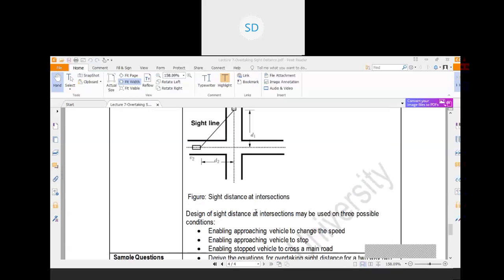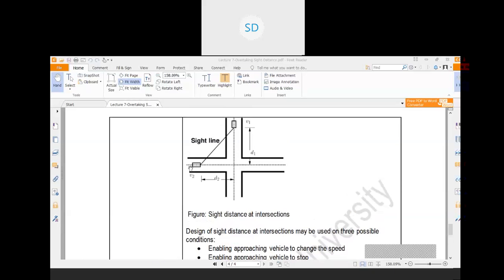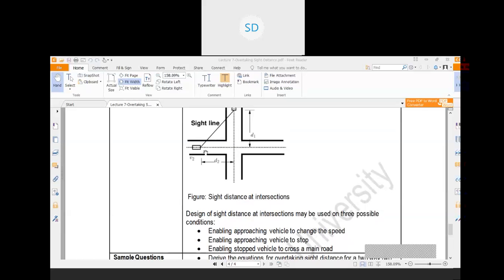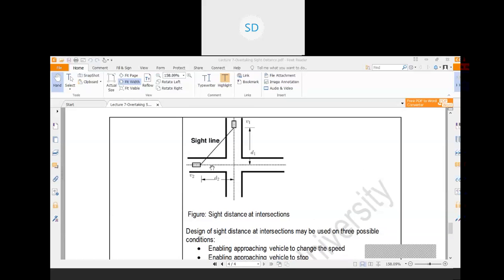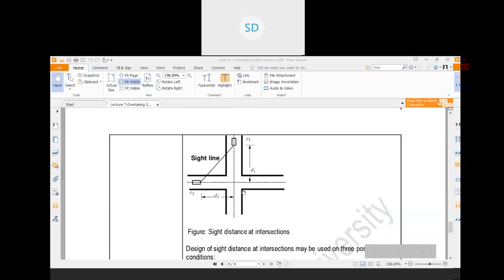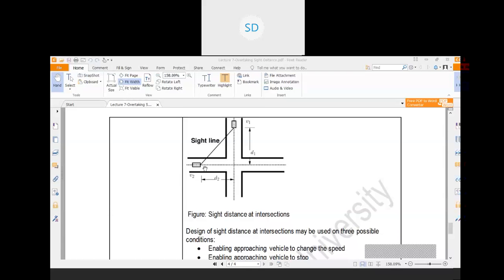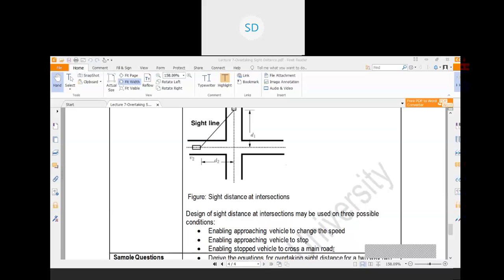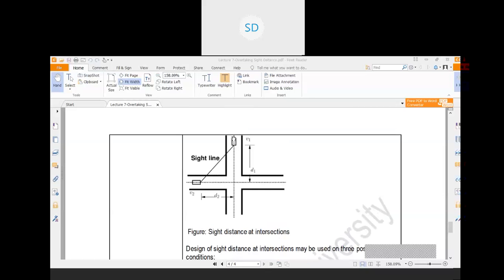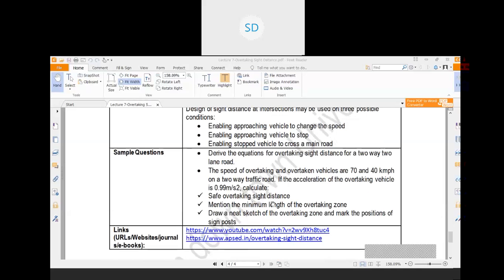Now, the sight distance at the intersection is designed under three possible conditions. The first condition is enabling the approaching vehicle to change speed. Whenever you provide adequate sight distance, it enables the approaching vehicle to change speed, which is required because another vehicle may be approaching. Second, enabling the approaching vehicle to stop, if some condition arises that the vehicles need to stop. Third, enabling stopped vehicles to cross a main road. A driver can look in either direction and cross the main road. So these are the three conditions.